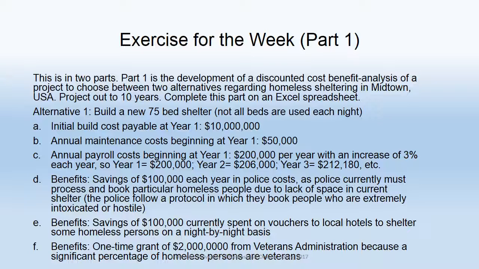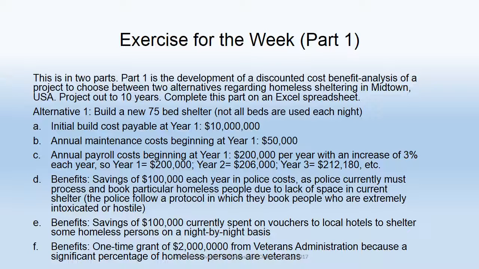And just keep in mind that not all the beds are used each night, but 75 should cover the max for most nights. So the initial cost to build this shelter, it's a really nice shelter, is going to cost you $10 million. Annual maintenance costs beginning at year one, so you're going to blow through year zero, is going to be $50,000 a year, and it's a fairly new building, so you don't think it's really going to cost you much more than that to maintain it.